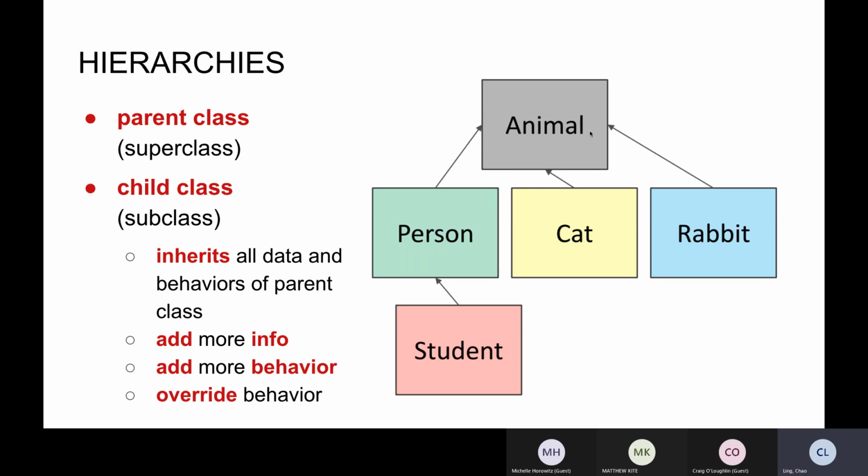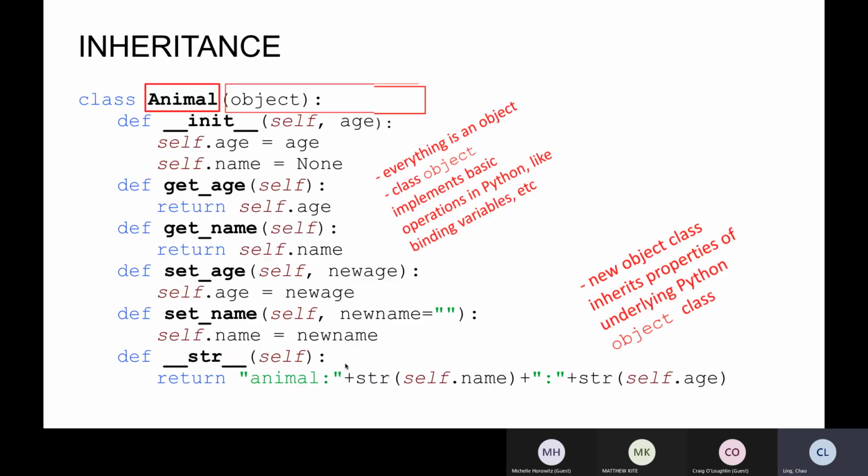When you define animal, you can define some basic stuff. And then when you define person, you can just define the extra stuff that's different in addition to the animal class. You don't need to redefine a copy of whatever you already set up in animal for the person. You can just add on, and for student you can add on as well. So the child inherits all the data from the parents, and you can add more behavior to it.